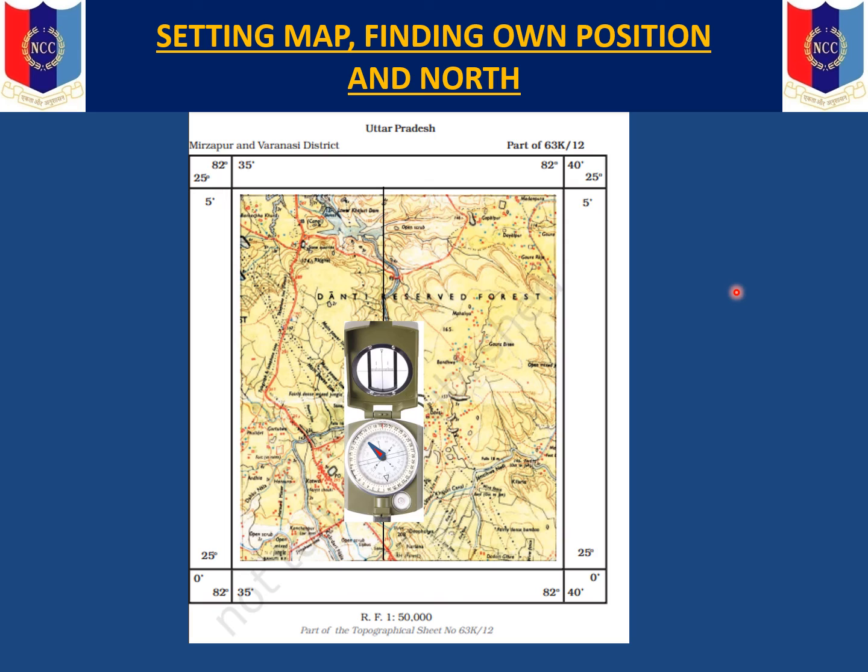A map is said to be set or oriented when it is placed such that it corresponds directly with the ground. That is, when true north on the map, now here we are again referring to true north on the map. Why? Because for all practical purposes we have assumed that the grid north, which is the actual north shown by the grid lines, is the same as the true north. So true north on the map points to the true north on the ground, right? So we'll see the setting of a map by use of a compass.